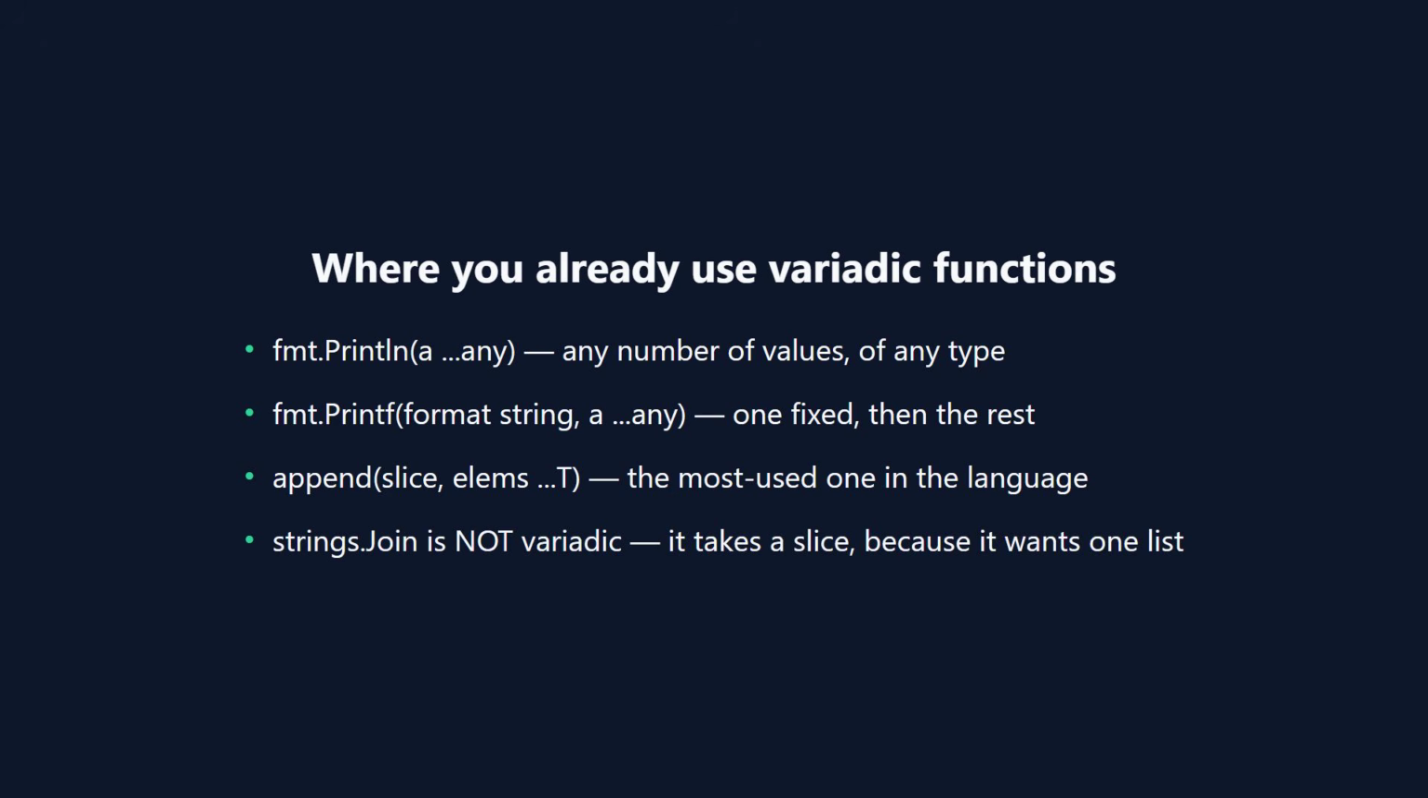And here is a useful counterexample. strings.Join is not variadic. It takes a slice. That is a deliberate choice by its author. Join wants precisely one list of things, so it asks for a list. Being variadic is not automatically better.